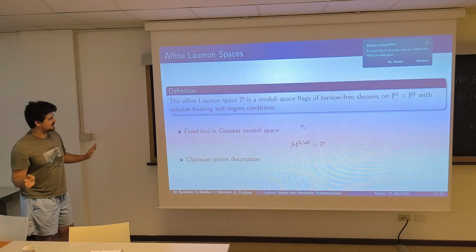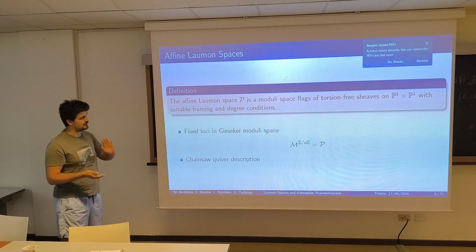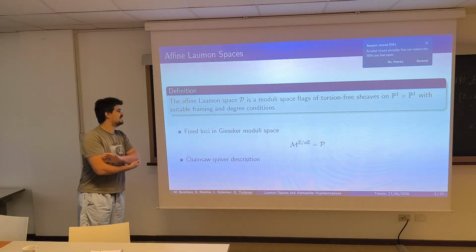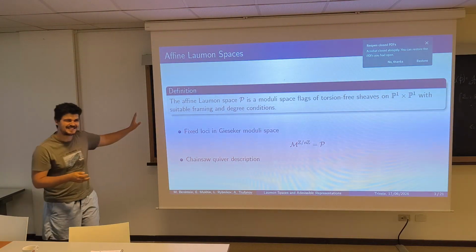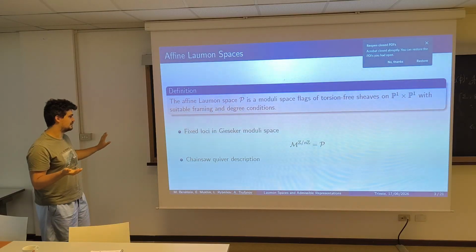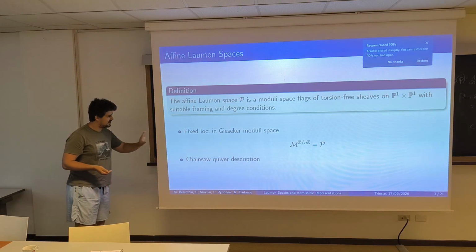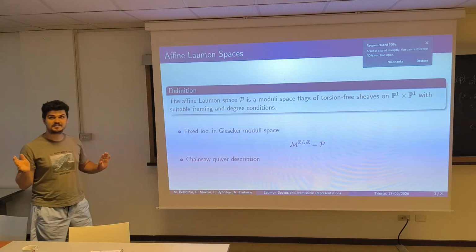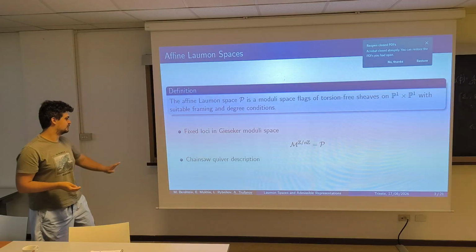So let me start with the geometric point of view. There is an affine Laumon space that I denote by P. It is a moduli space of flags of torsion-free sheaves on the surface P1 times P1. But we will not use this definition, so we just say that there is a definition. There are different approaches to it. One of them, maybe not quite known to the audience, is that it is a fixed point set of a cyclic group action on Gieseker. Another point of view is that you can describe it explicitly through a chainsaw quiver.